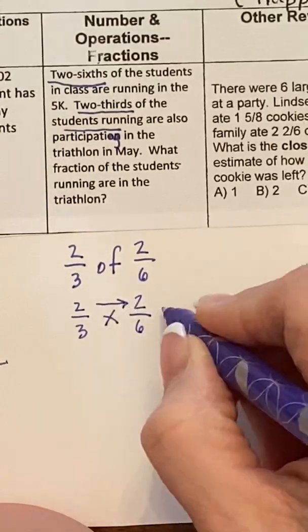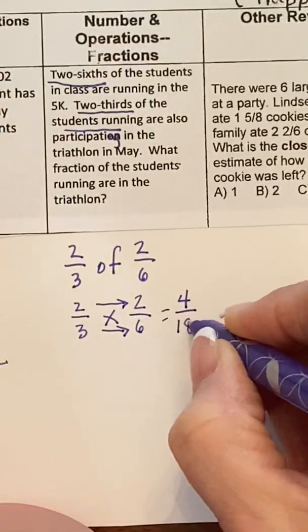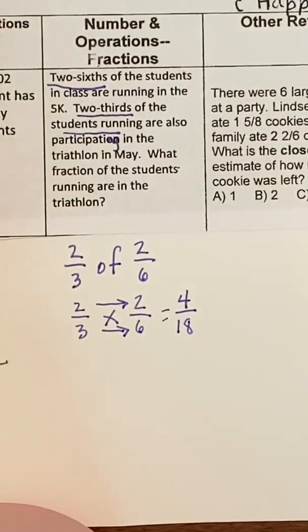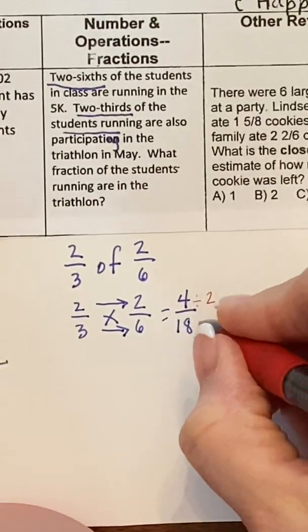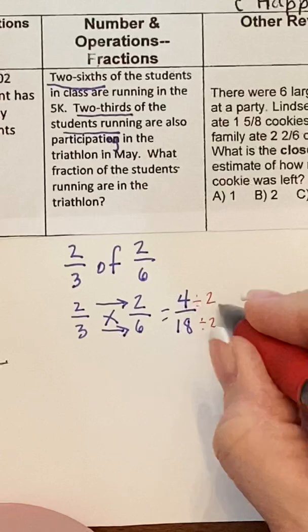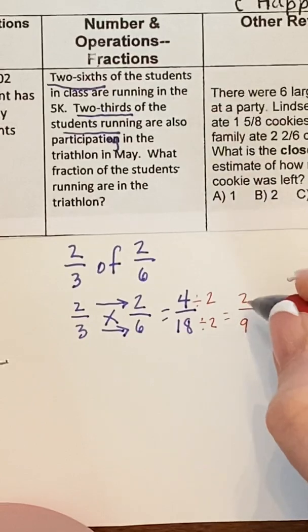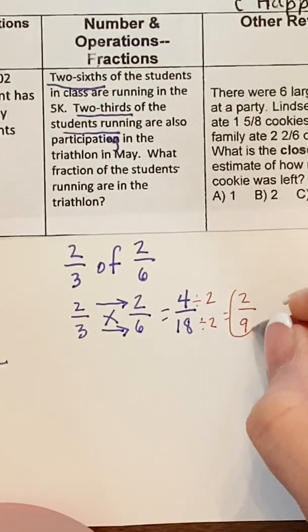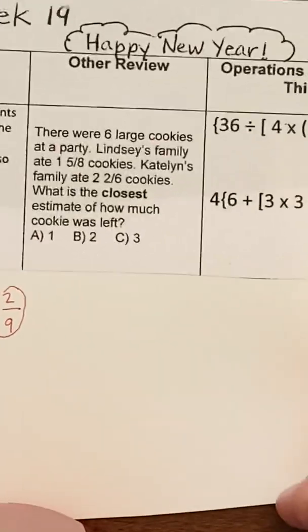And then "of" means to multiply. We go across and we end up with 4, and 3 times 6 is 18. Sometimes your answer will show up that way, and sometimes they will take it and simplify it. 4 and 18 are both divisible by 2. So 4 divided by 2 is 2, and 18 divided by 2 is 9. So 2/9 of the students are running in the triathlon. Okay, let's move this on down.